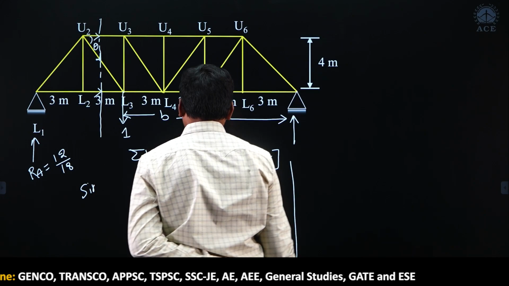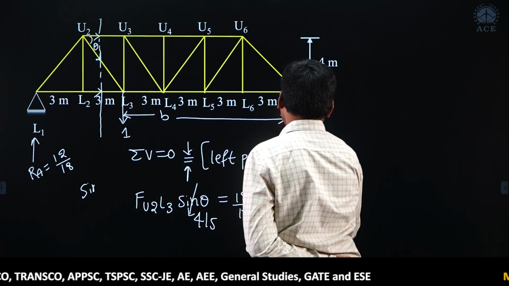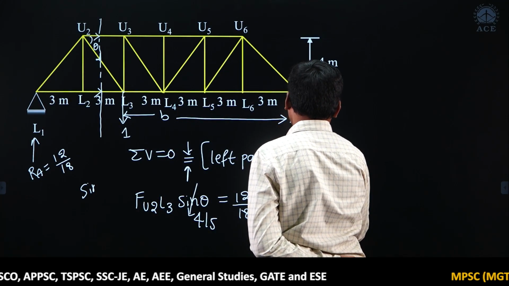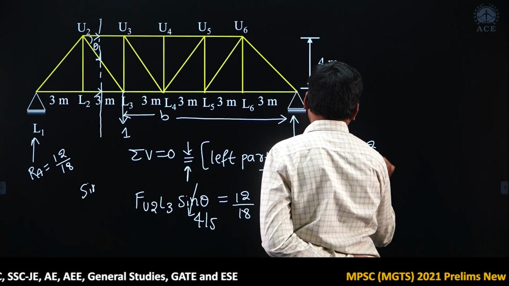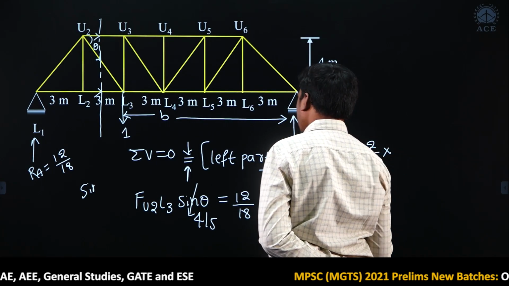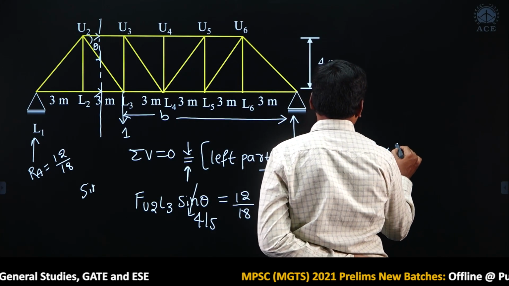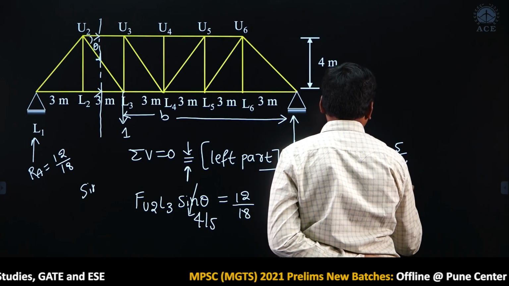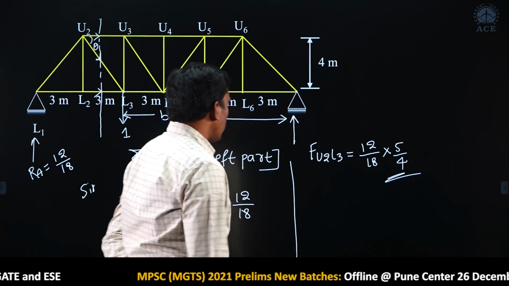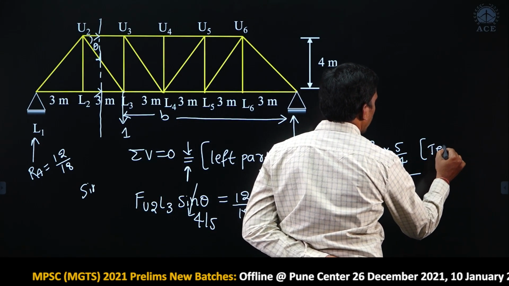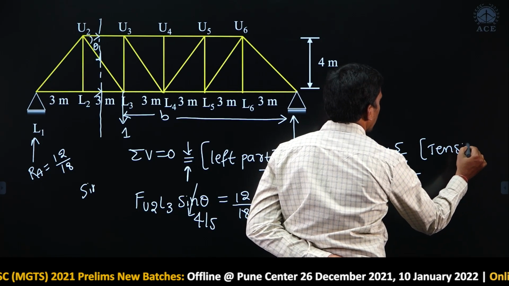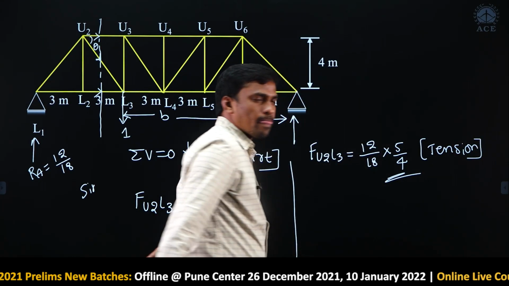Then from this equation, what is the force in member U2 L3? 12 by 18 into 5 by 4. Okay, so we got positive, then the assumed direction is correct. Initially we assumed tension, right. So, it is tension only.